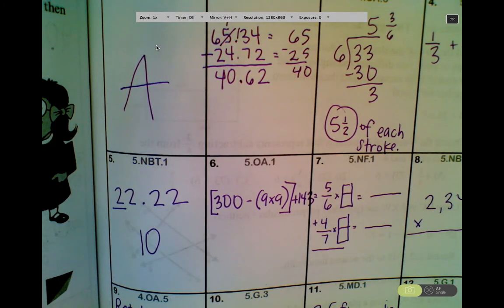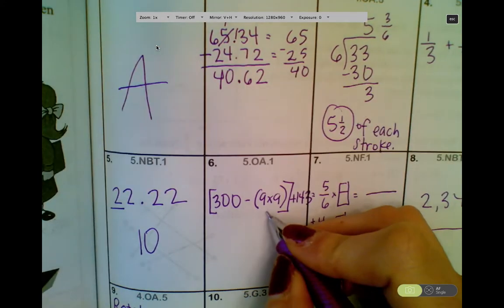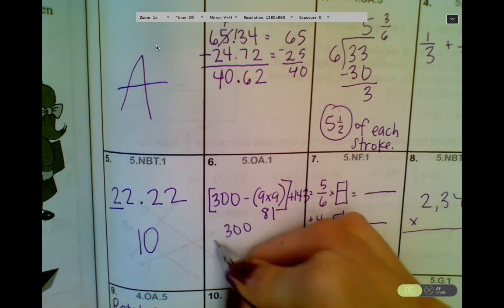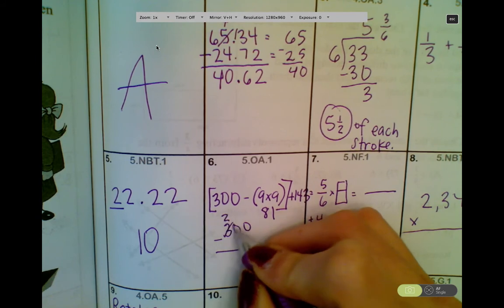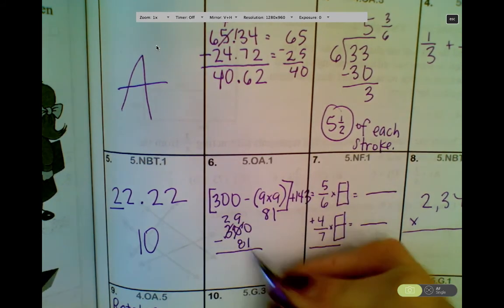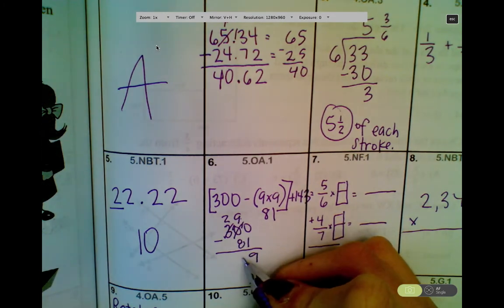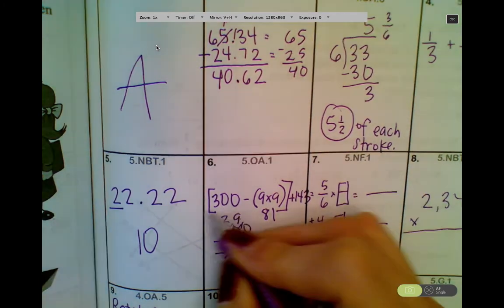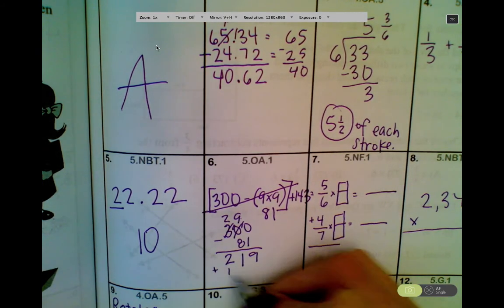Number 6. I see an order of operations problem. We have to do what's in the parentheses first. 9 times 9 is 81. 300 minus 81. To borrow, that 10 becomes a 9, becomes a 10. 10 minus 1 is 9. 9 minus 8 is 1. 2 minus 0 is 2. So we've done all that. What we have left is to add 143.